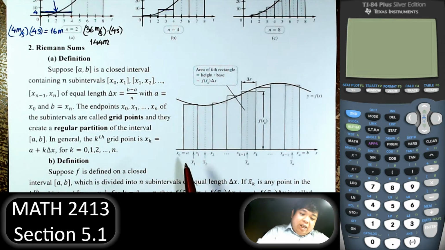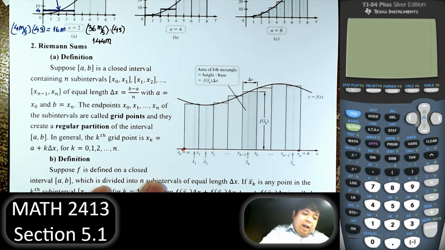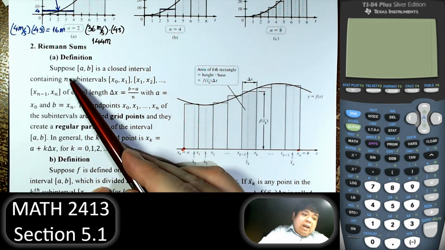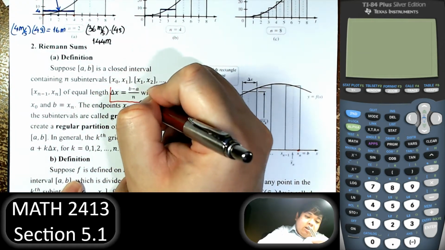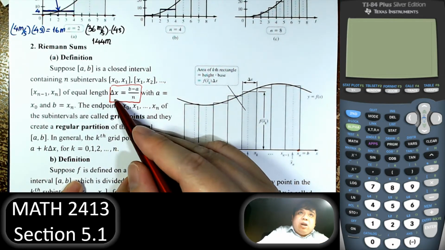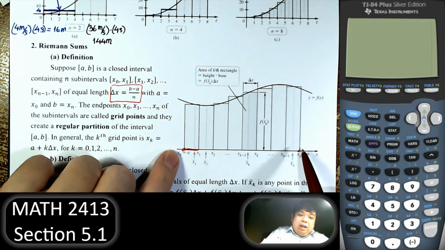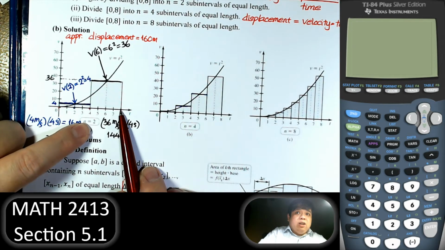Now suppose we have an interval from A to B, and we'll divide this into n subintervals. So from A to B, we divide that into n subintervals. The width or the length of an interval is delta x, equal to b minus a divided by n. So let's say we go from 0 to 8, divided into two intervals.